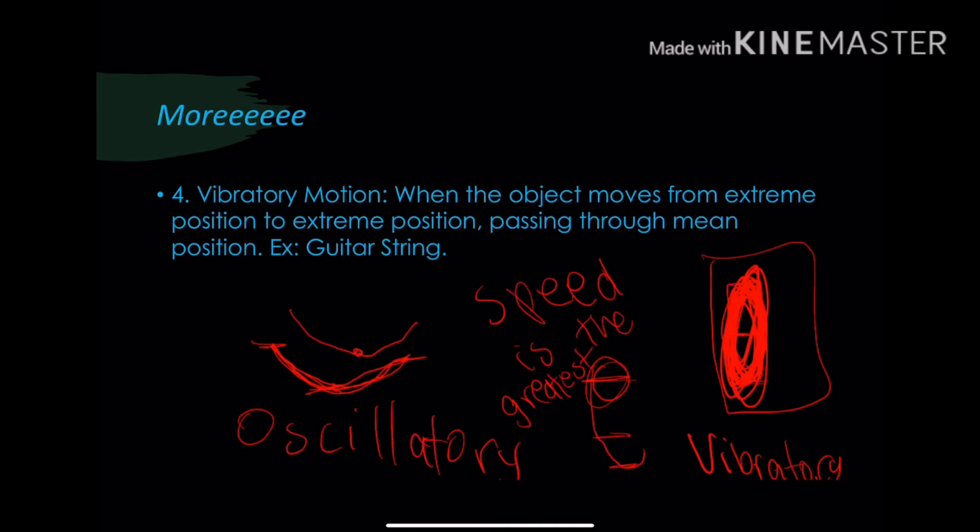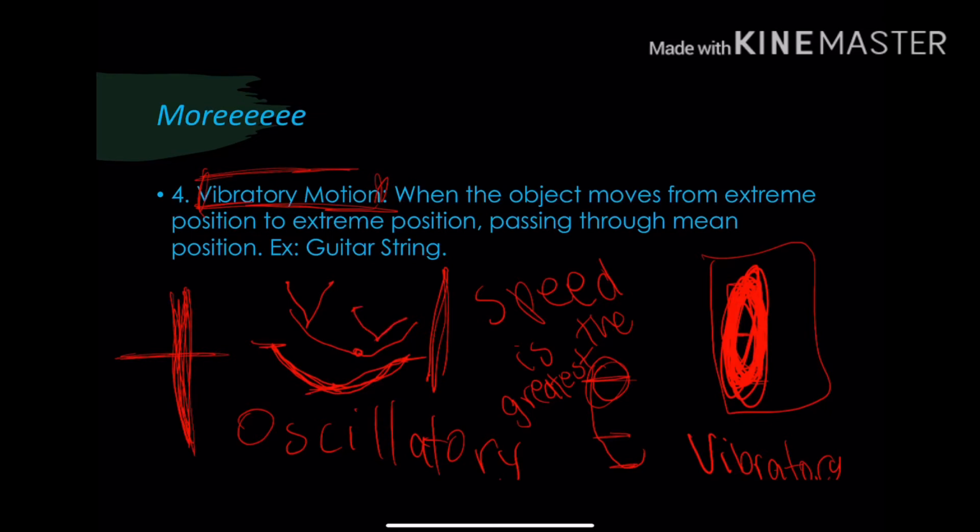For example, a guitar string. You might have noticed that a guitar string looks like it's going side to side, but it's actually going up, down, up, down. So that's why it's vibratory motion. Vibratory motion goes up and down, but an oscillatory motion goes side, down, side, down, side, down. So that's the difference between vibratory and oscillatory. That means the direction.